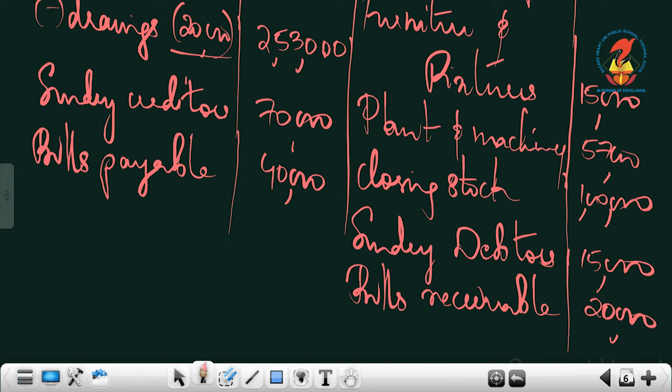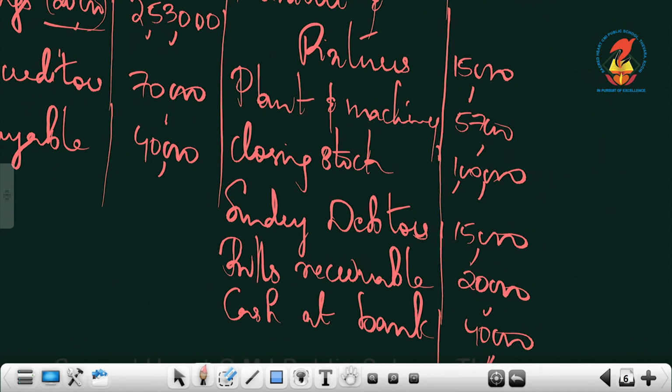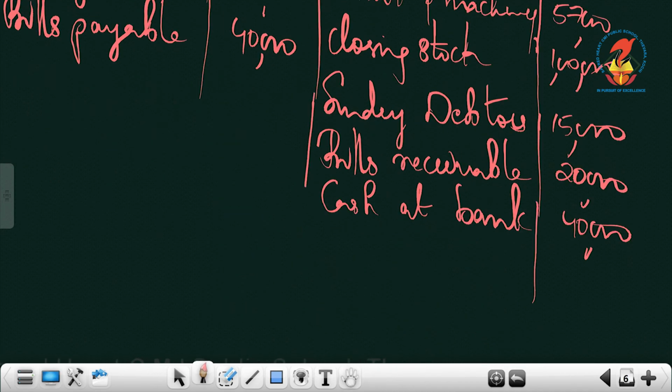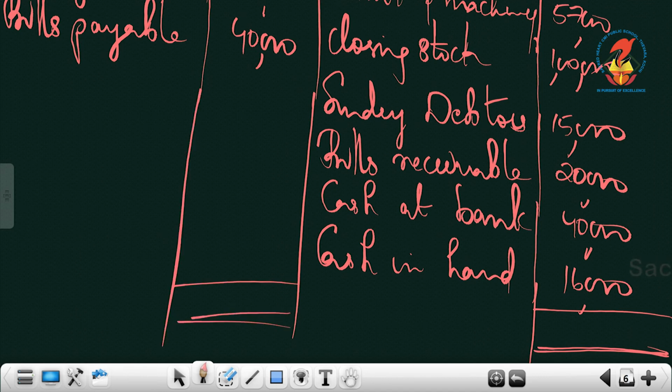Then cash in hand and cash at bank, isn't it? Yes, cash at bank is 40,000. And cash in hand we can write last, it's the most liquid asset. Cash in hand is 16,000. So with this the balance sheet is over. Just add and see whether it tallies. Tally means both sides you must get the same answer. Here the answer is 3,63,000.